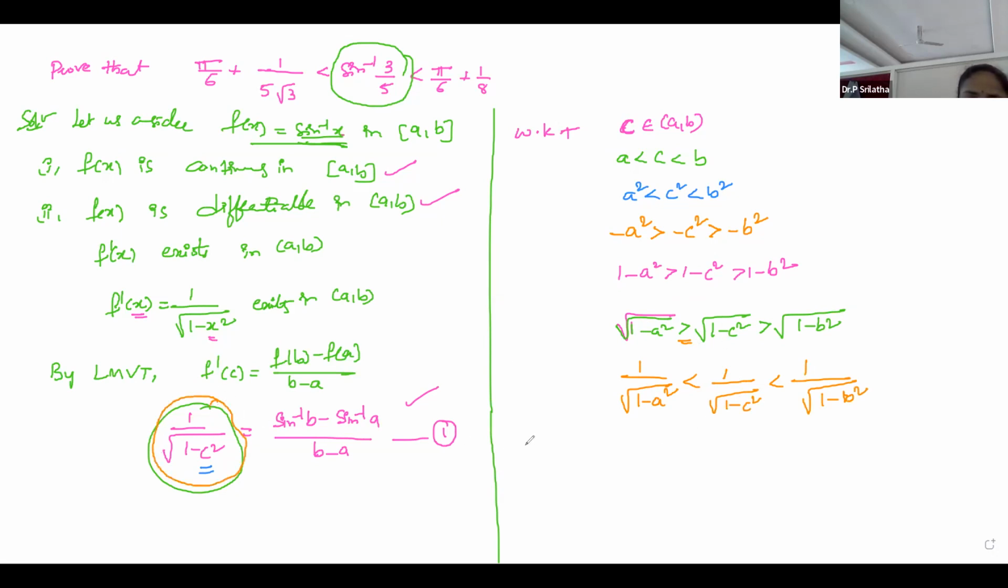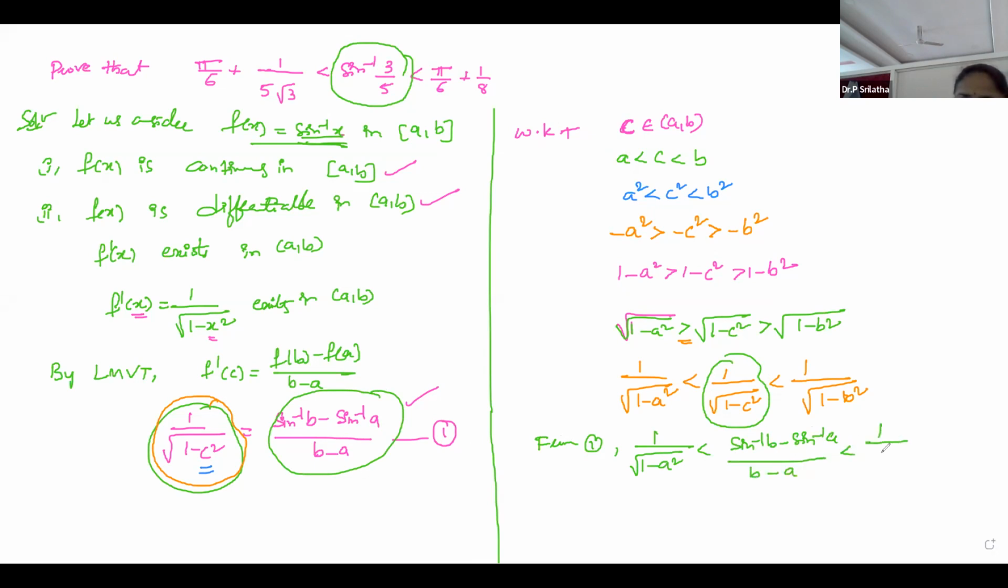So now from equation 1, we can happily substitute. From equation 1, 1 by under root of 1 minus a square is less than, next what to do? Instead of this, we have to substitute this one, right? Sin inverse b minus sin inverse a divided by b minus a is less than 1 by under root of 1 minus b square. What is our next step?